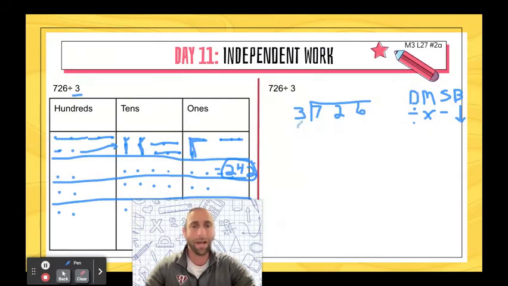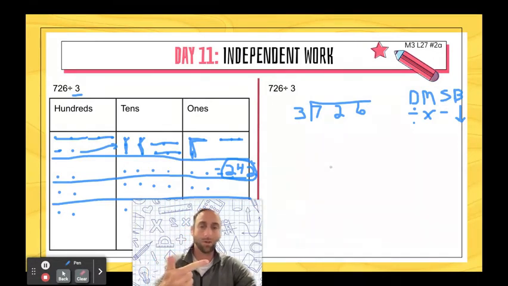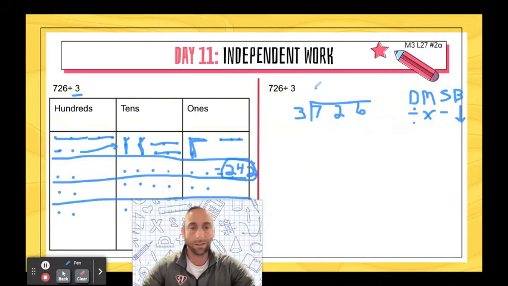So let's divide and multiply. How many times could 3 go into 7? I'm going to rely on my 3's times tables. 3, 6, 9. Nope. So it goes in 2 times. 3 goes into 7 2 times, and 3 times 2 is 6. I just divided and multiplied. Now I'm going to subtract 7 minus 6. That gets me 1.